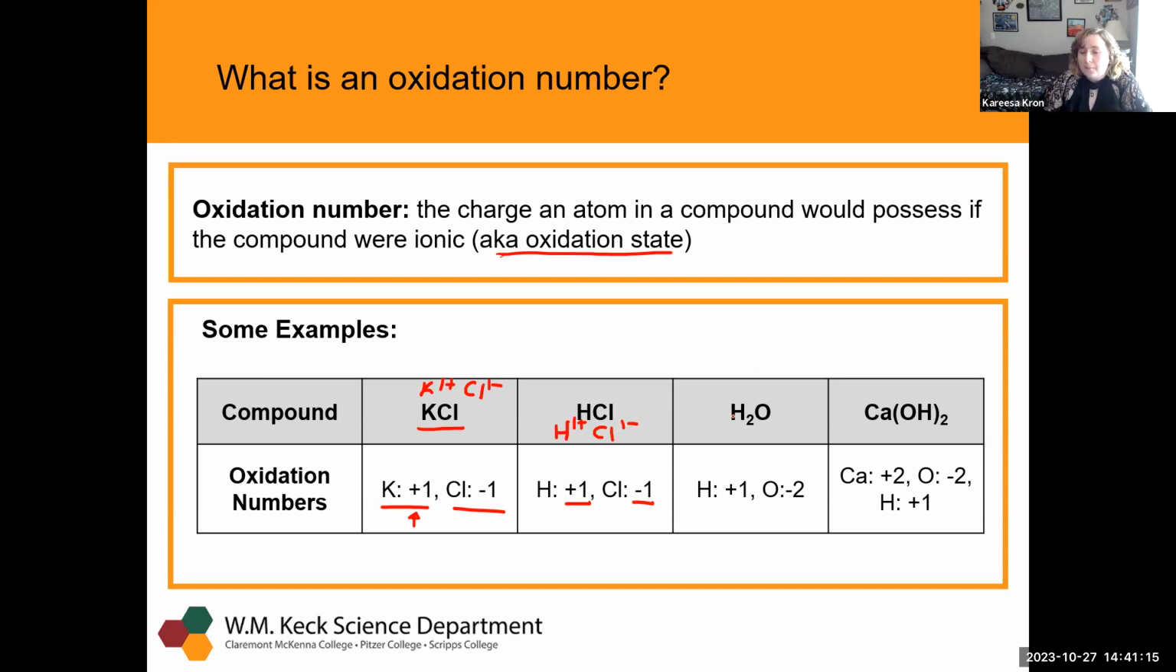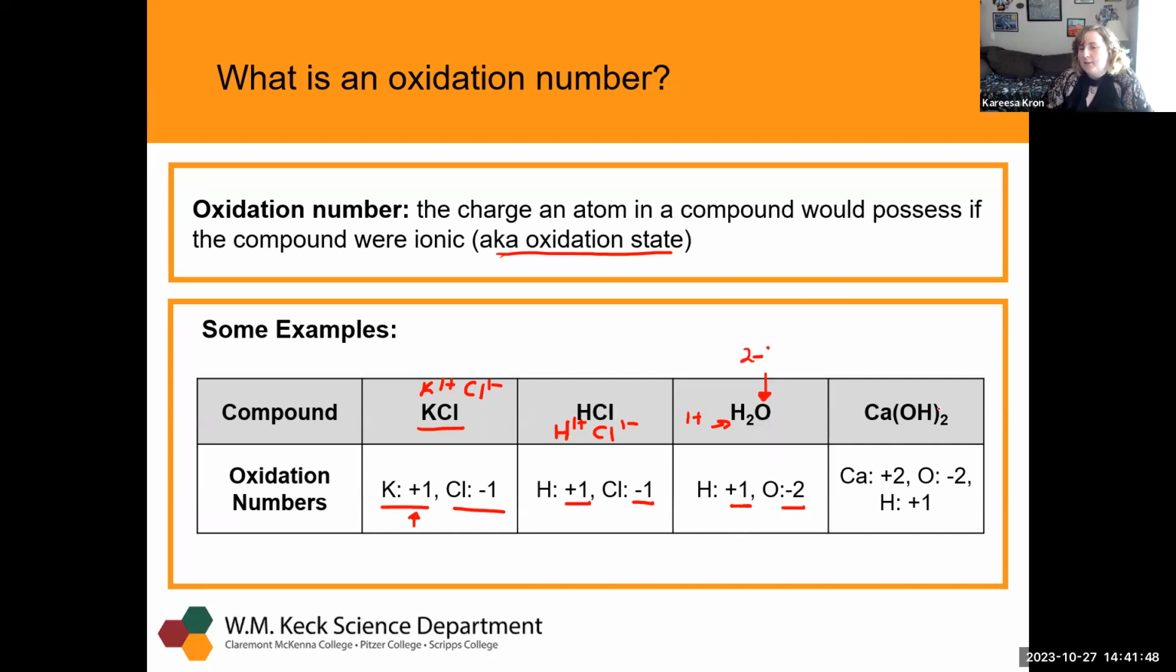And for these last two examples, I haven't shown you how you might calculate it yet, but we can try to guess based on what we know about the periodic table. So oxygen typically has an ionic charge on the periodic table of 2-, which means its oxidation state is -2. Hydrogen, on the other hand, tends to like to hang out as 1+, so its oxidation state is +1.